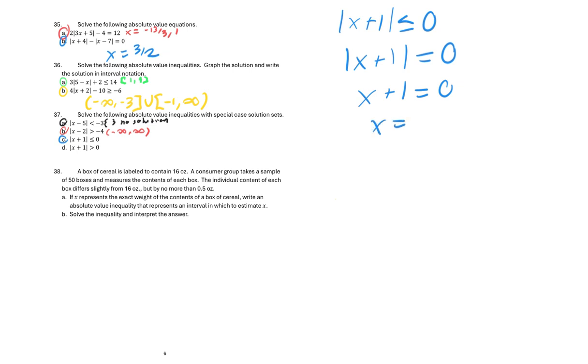Okay, now looking at part C here, we have the absolute value of x plus 1 is less than or equal to 0. So in this case, nothing can ever be less than 0 because that means it's a negative value. So we can consider this as absolute value of x plus 1 is equal to 0, right? Which another way we can say that is no matter what, it's going to give us a positive value. So we can say x plus 1 is equal to 0. So in this case, this happens when x is equal to negative 1.